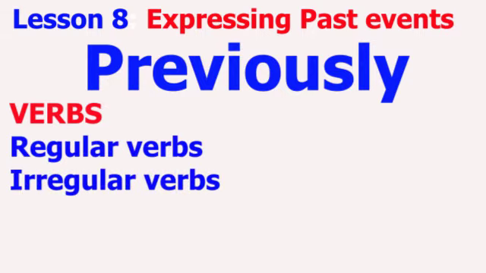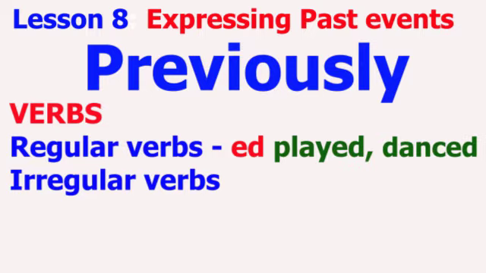And we said that in regular verbs we are just adding ed. For example, play, played, and dance, danced. And irregular verbs do not take ed, so they take other forms. For example, come becomes came, and take becomes took.